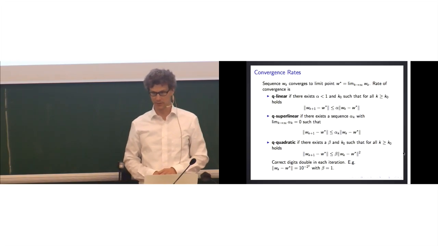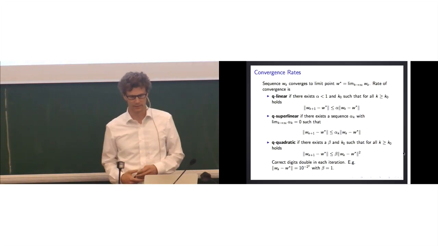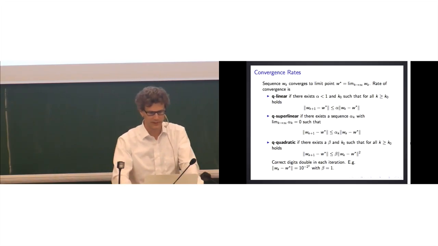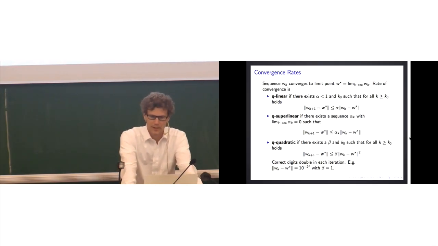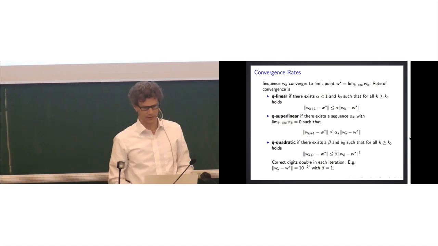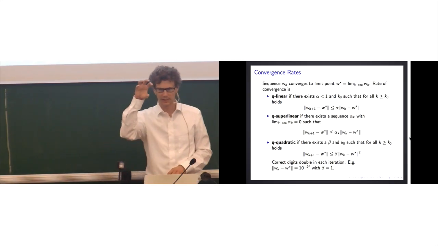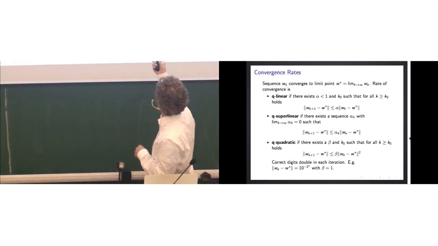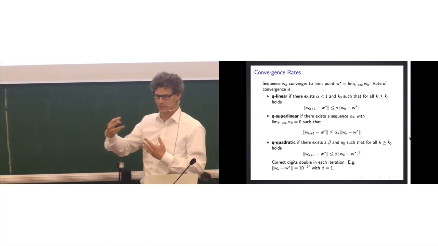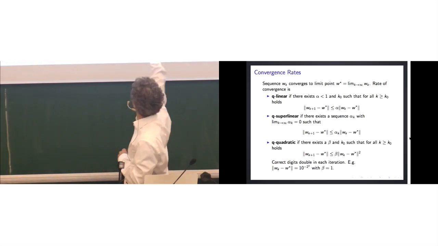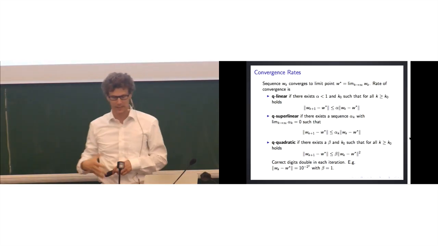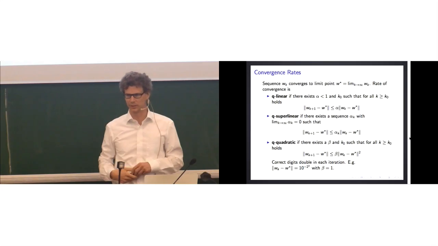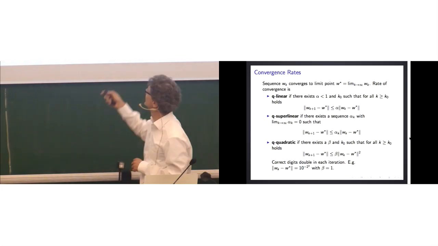So a sequence w_k, just some sequence in a suitable space, converges to a limit point w star. And we assume that it converges already. So that's the first assumption. And then we can define the rate of convergence. The rate of convergence is called q-linear if there exists some scalar number alpha, which should be smaller than 1, which we also call the contraction rate, and some k0, because we don't care about the first iterates, such that all iterates that come after k0 have this property that they come closer and closer to your limit point w star by a linear contraction.